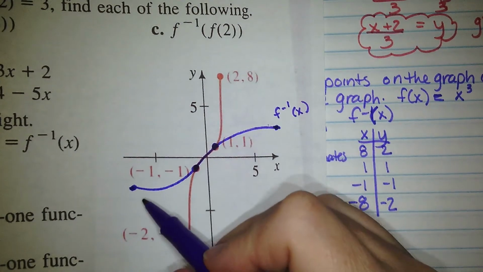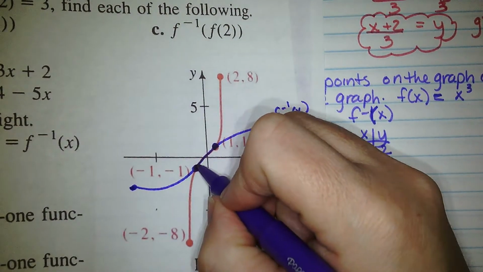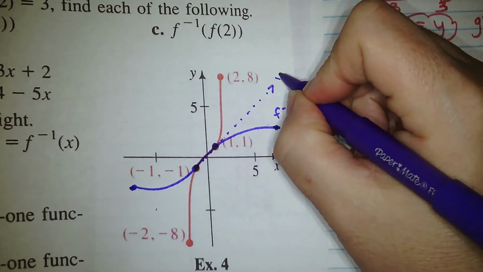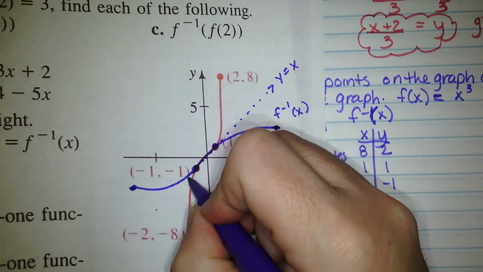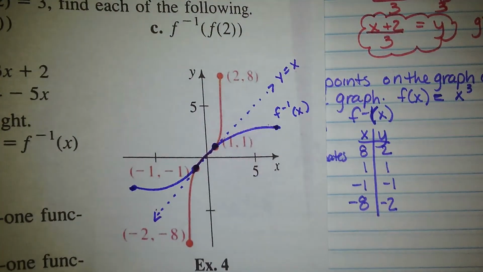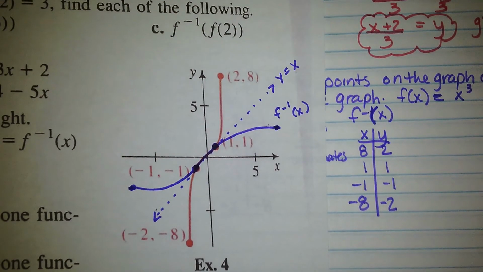And we can tell that this is the inverse because if you draw your y equals x line, you will see symmetry over the y equals x line. So that's really good. So I'm pretty proud of myself for that.